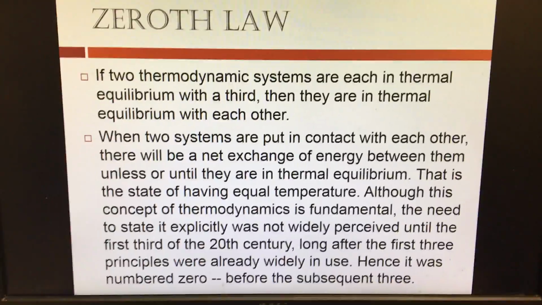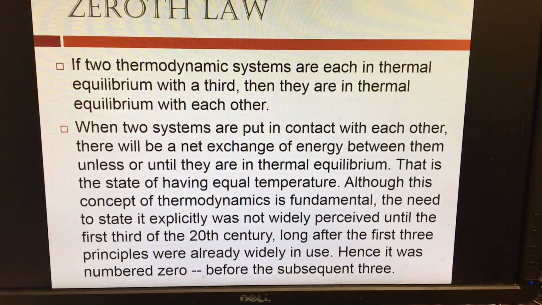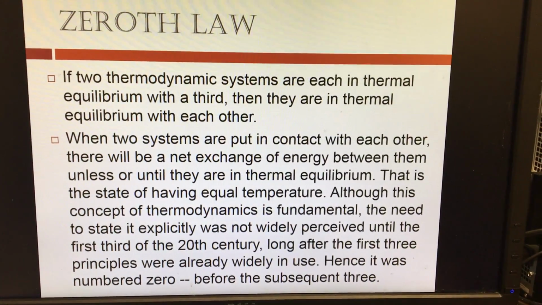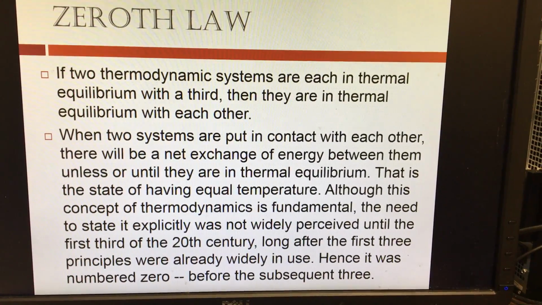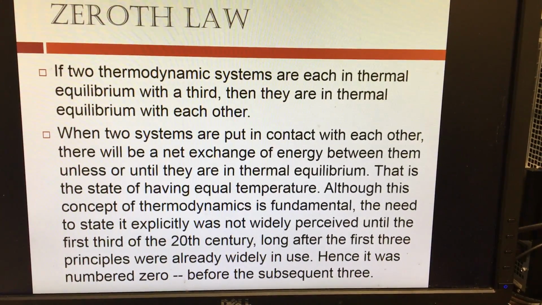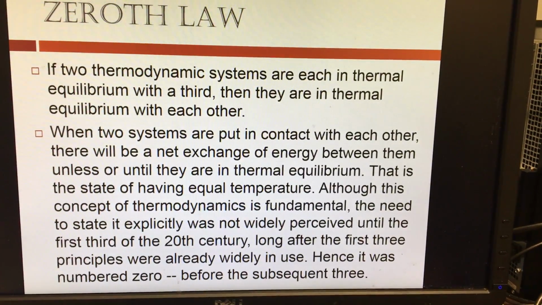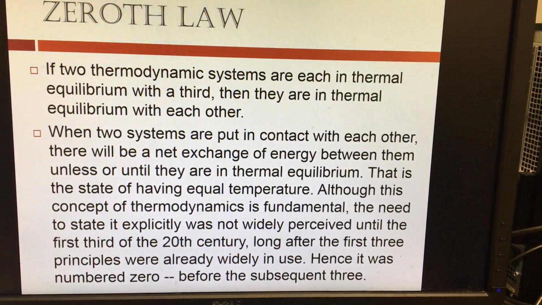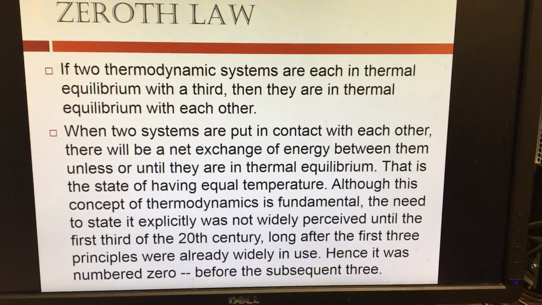The zeroth law states that if two thermodynamic systems are in thermal equilibrium with a third, then they are in thermal equilibrium with each other. When two systems are put in contact with each other, there will be a net exchange of energy between them, unless or until they are in thermal equilibrium, that is the state of having an equal temperature.